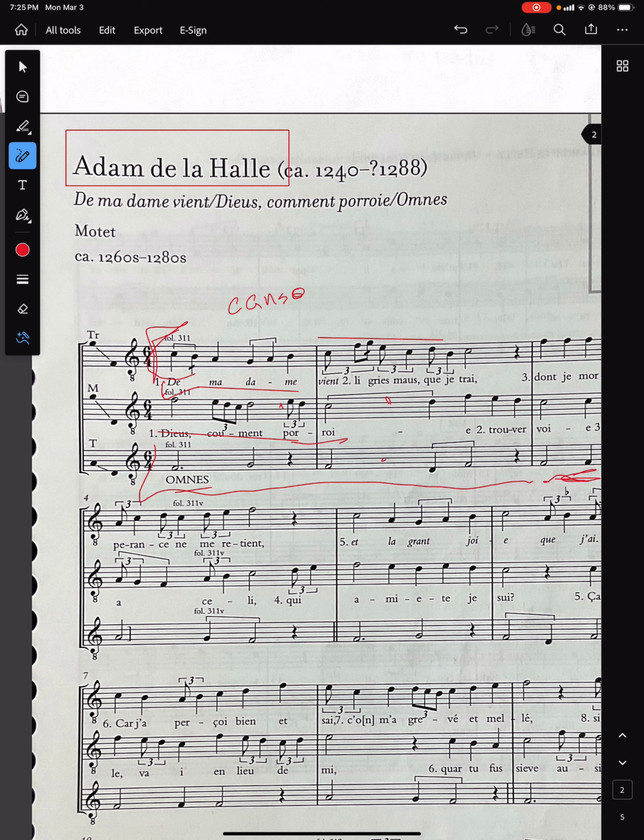So let's just listen for a minute to see where motets got to by the end of the 1200s.